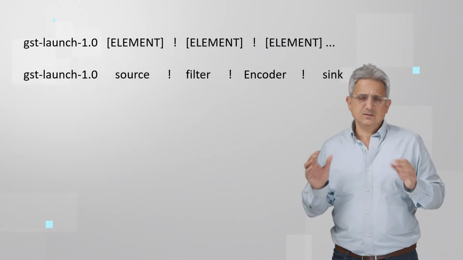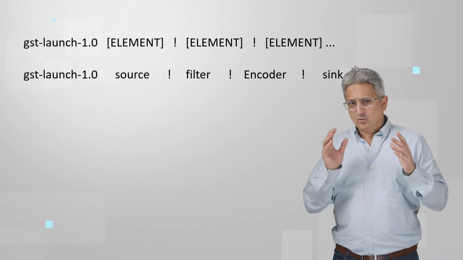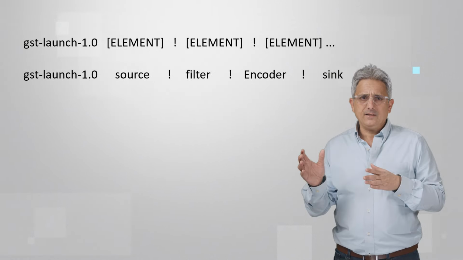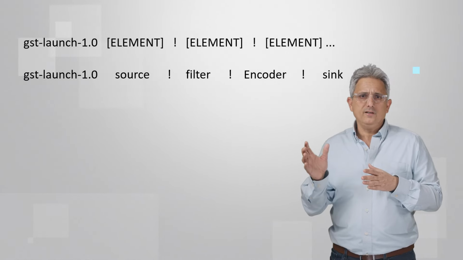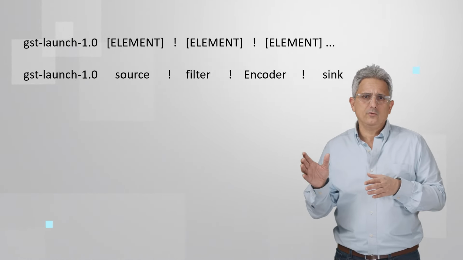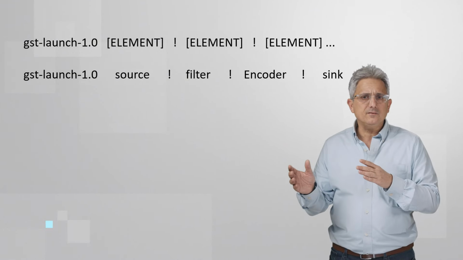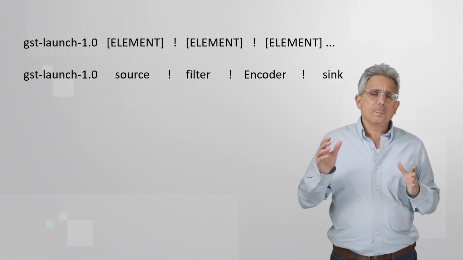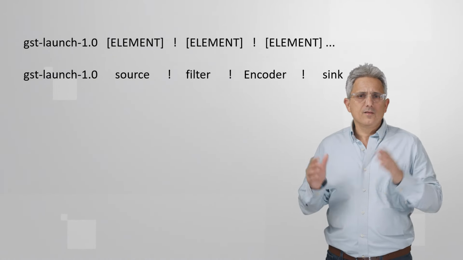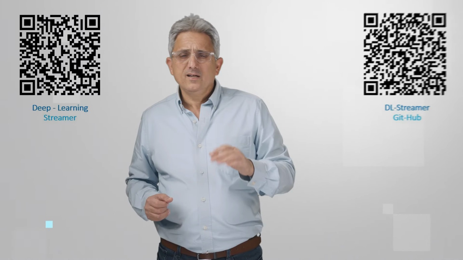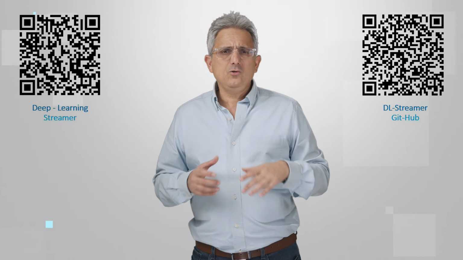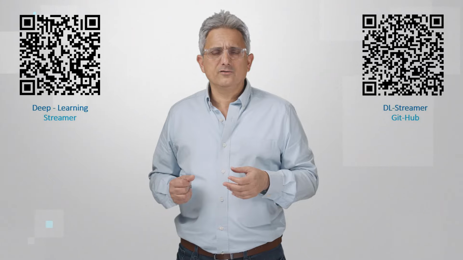The syntax is simple: gst-launch, source element, a pipeline sign if you are in Linux, or exclamation mark if you are in Windows, and the next element, and so on until the sink element. This is all. GStreamer is a well-known framework, and you will find lots of materials online.